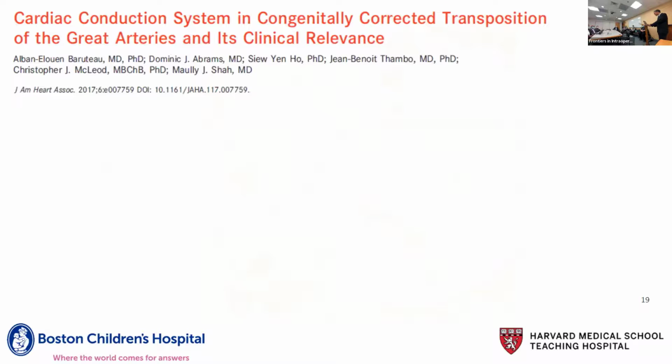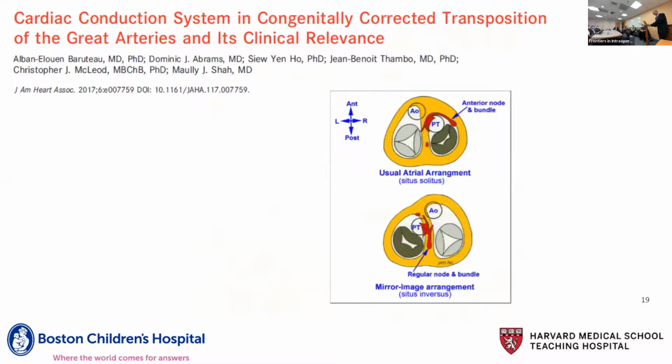This is a review from the Journal of the American Heart Association, again illustrating this point, which is, let's just focus on situs solitus. It's the penetrating bundle, which penetrates cephalad close to the pulmonary valve annulus and traverses close to the edge of the pulmonary trunk. So in cases of patients with pulmonary atresia, it's imperative that we not divide this pulmonary trunk for fear of causing heart block, and instead rely on a conduit type arrangement.